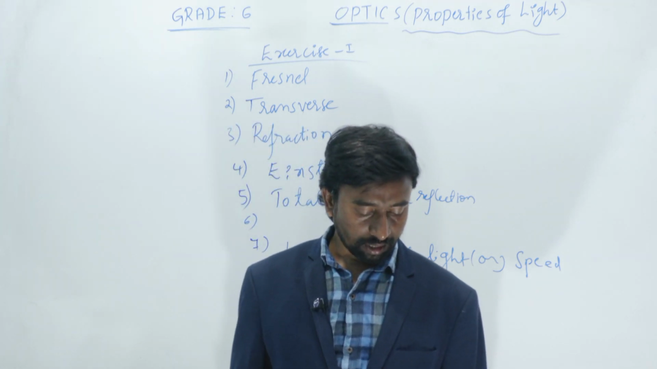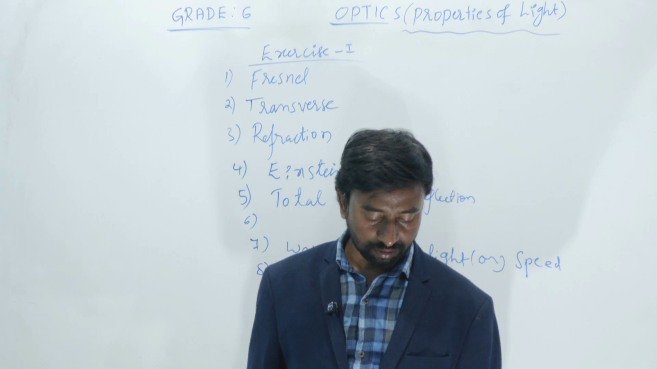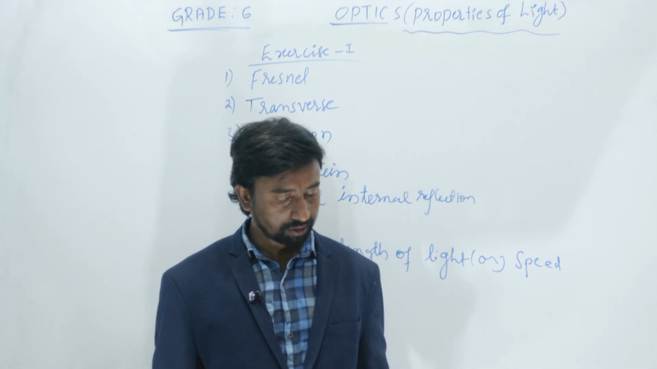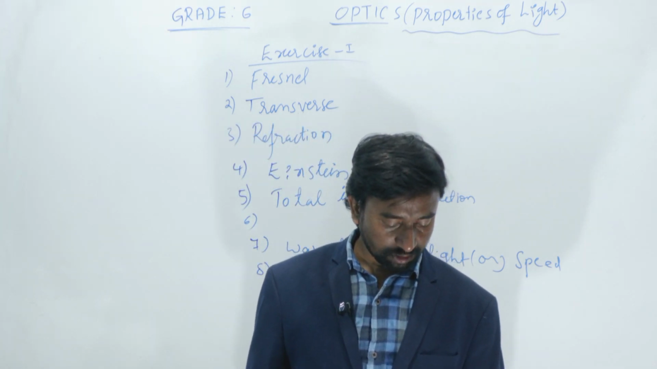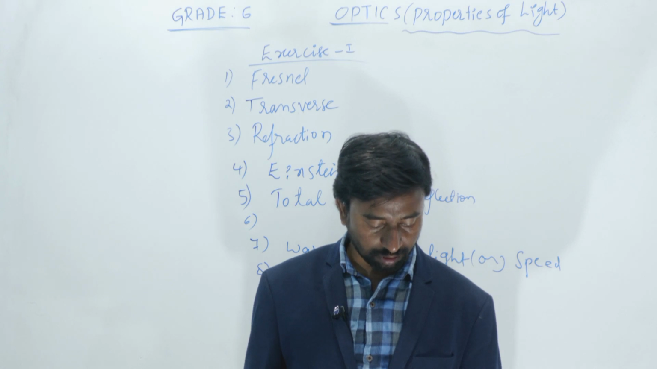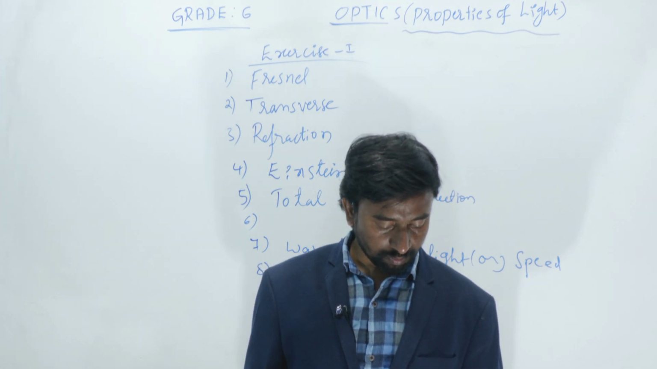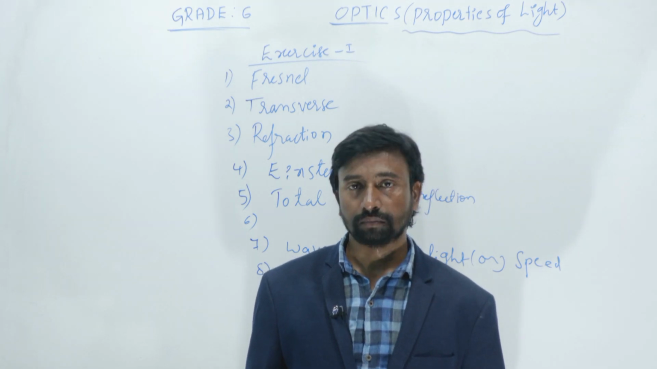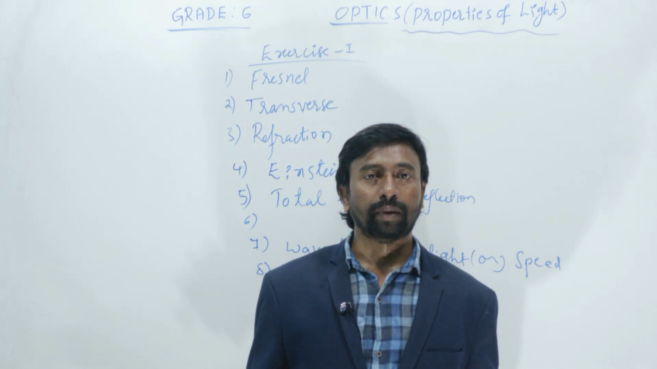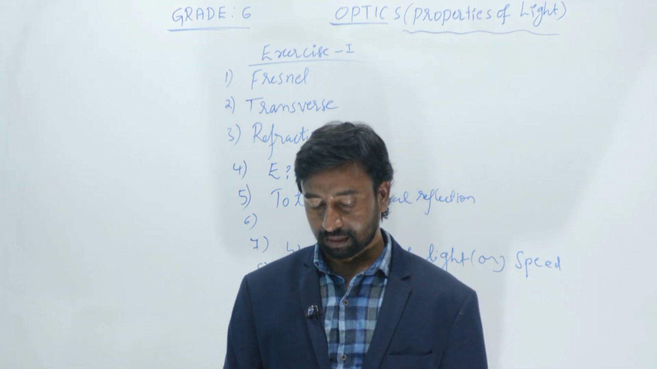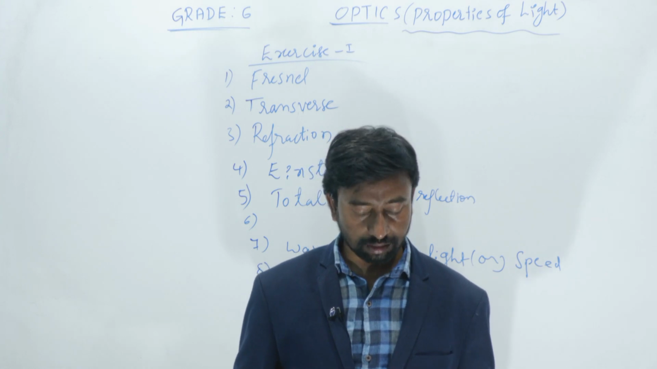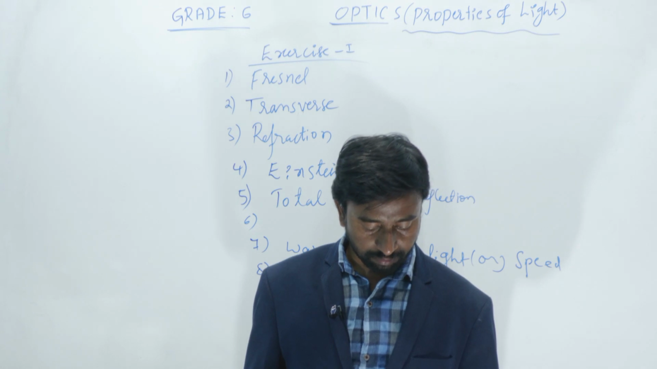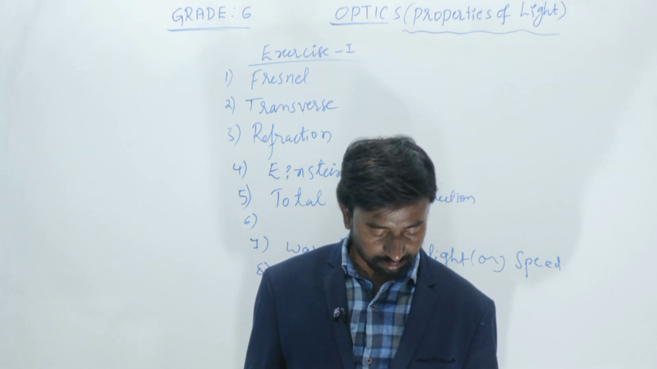According to Newton's corpuscular theory, light consists of a stream of tiny particles. In Planck's quantum theory, electromagnetic radiation is emitted or absorbed by matter in small discrete packets called quanta. Planck explained that light travels in small energy packets called quanta.